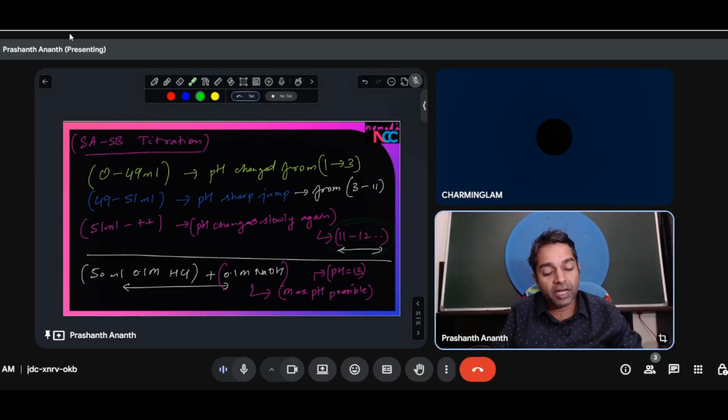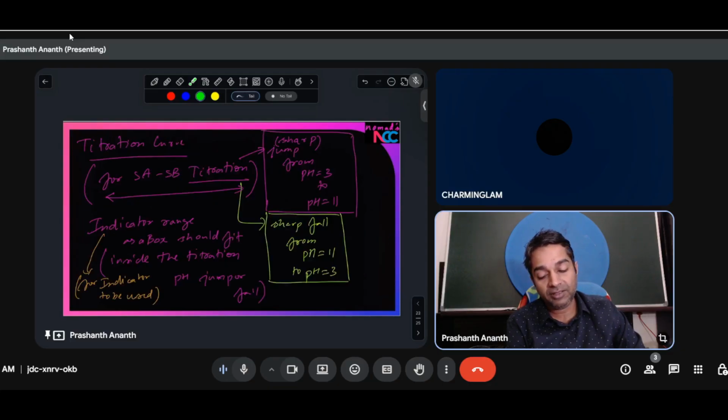When is it 11? At 51 ml, it is going to be approximately equal to 11. It will be slightly less than 11, but that's okay. So 11 till whatever you are going to be having, that is effectively what it is going to be till the end over there. That is the idea in this strong acid, strong base titration.